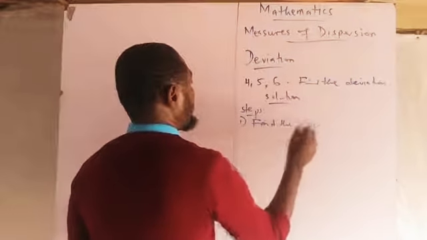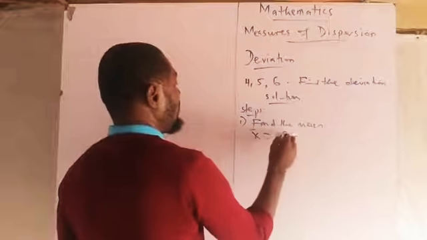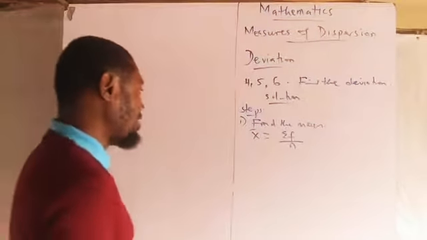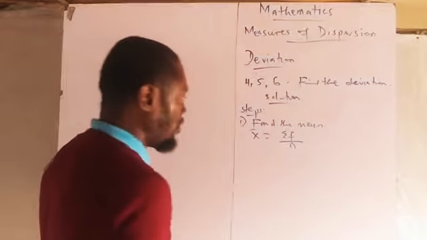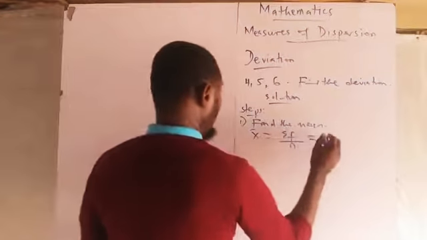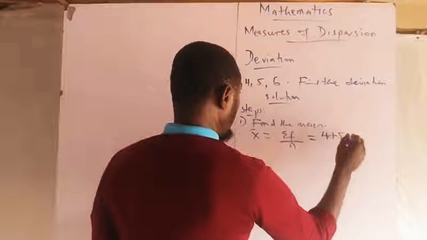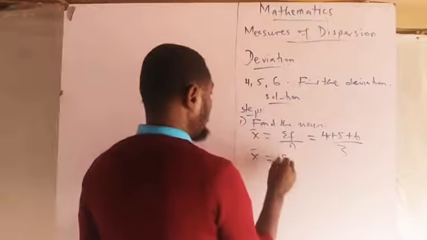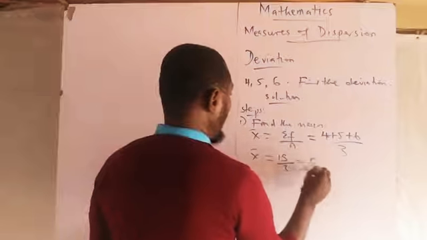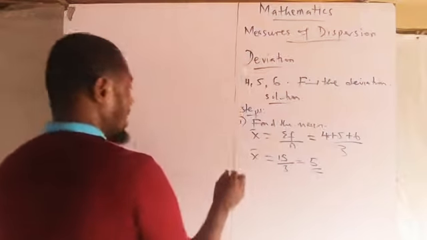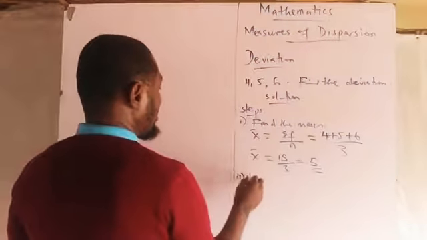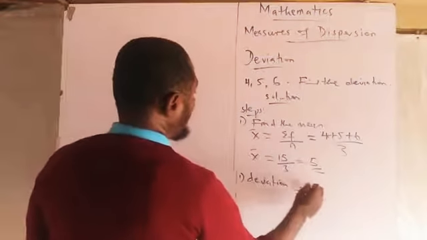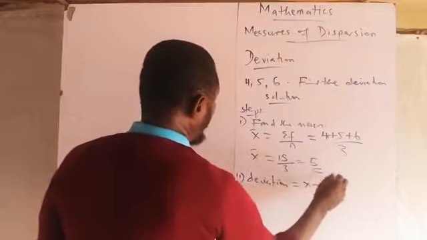Find the mean. Now, you know our formula for mean is x bar is equal to summation or sigma f over n. That will be 4 plus 5 plus 6 over 3. And our mean will be 15 over 3, and that will give us 5. So our mean is 5. Now the next step is calculate the deviation. Then deviation is simply each of the data minus the mean.